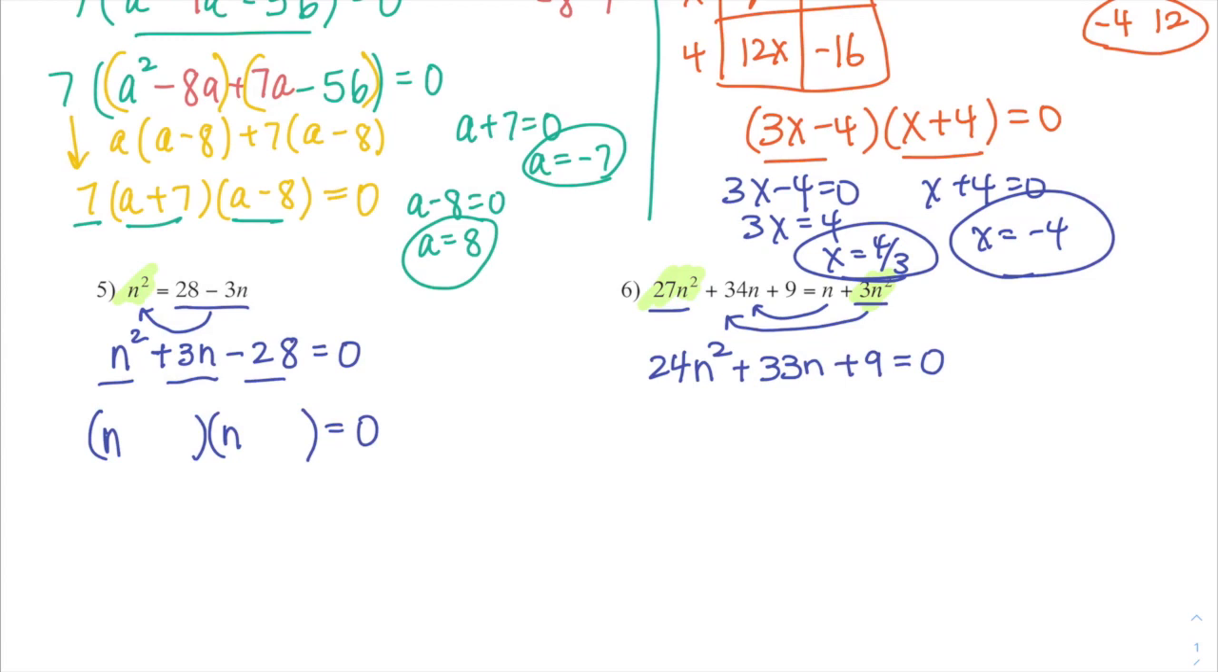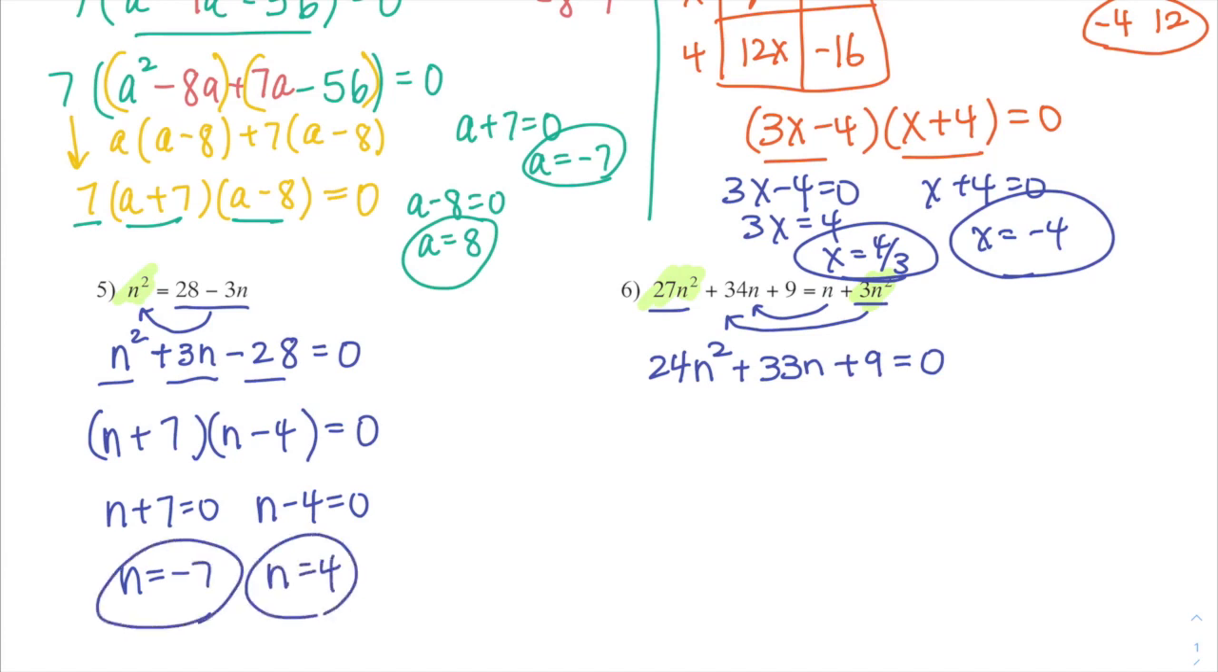So I'm looking for values that multiply to negative 28 but add to 3. So that would be a 7 and negative 4. So n plus 7 equals 0 and n minus 4 equals 0. So we get n equals negative 7 and n equals 4. Again, you can do grouping or the box method to get to the factored form.